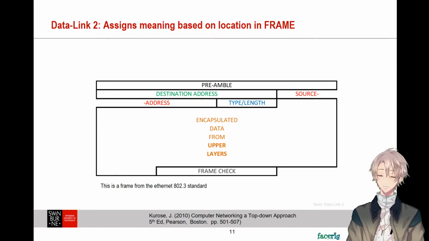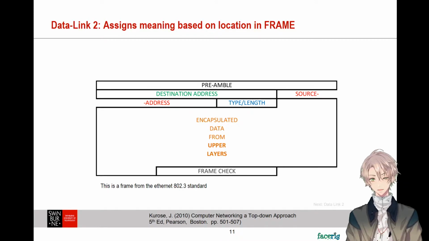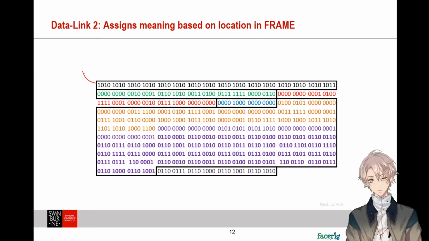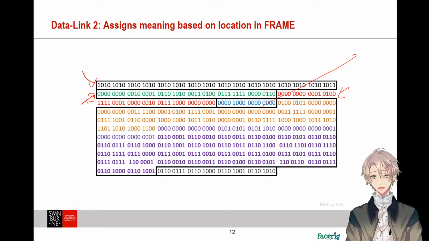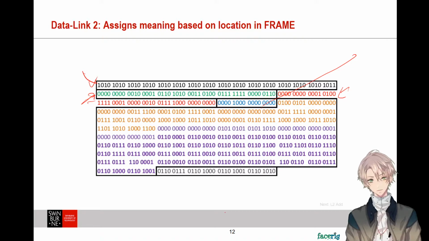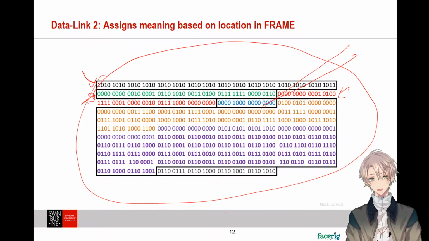Like just now, you see the numbers with colors. This is what it is. The black part is called the preamble. The green part is the destination address. The red part is where the data comes from. The blue part is to determine the type and length of the frame. You can see that this blue part will tell how long the frame is.